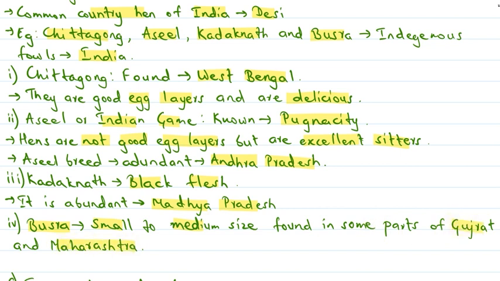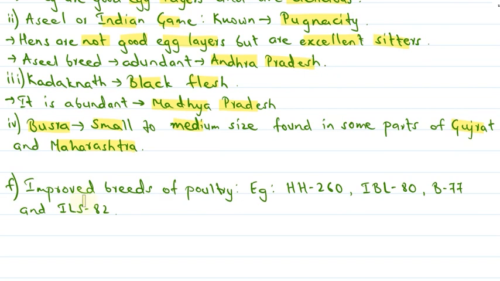Alright. So after that, we also saw some of the examples of improved breeds of poultry like HH260, IBL 80, B77, and ILS 82. So I hope you all would have got some great insights by watching today's video.